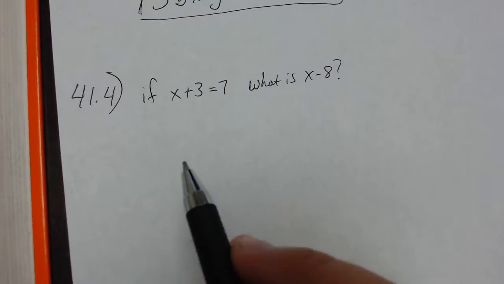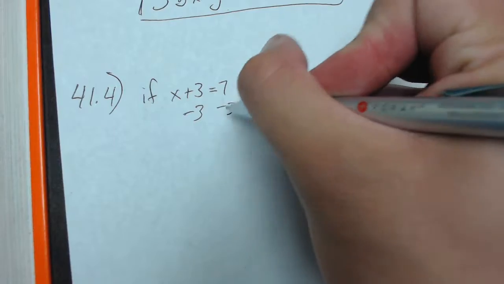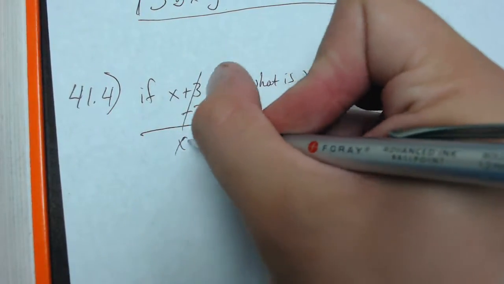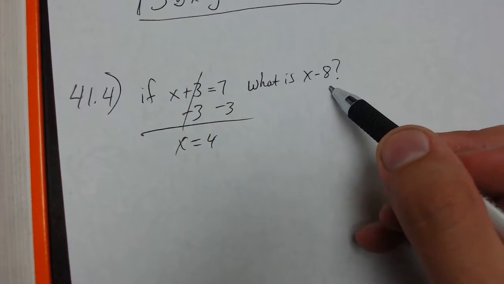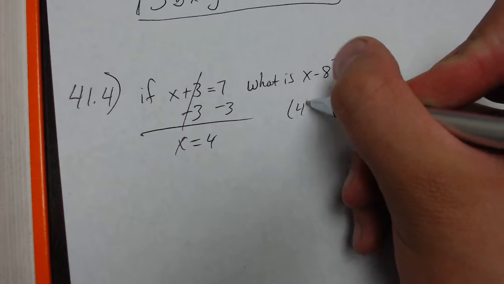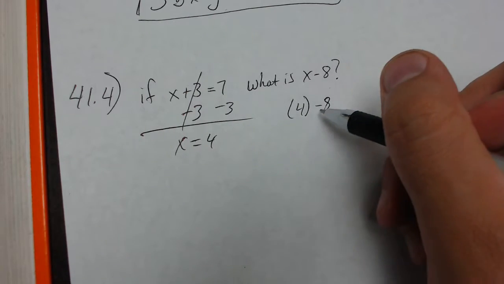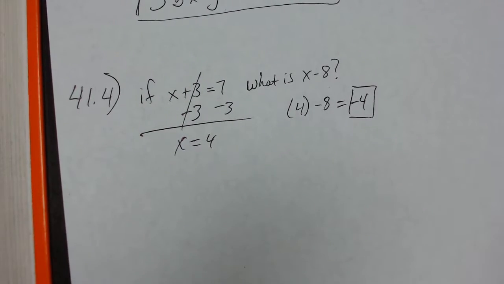Okay, so step 1, solve for the unknown. To solve for x, I'm going to move 3 to each side. That cancels, and then I find out x is equal to 4. Now that I know what x is equal to, I plug it in. So we're going to use our plug-in method. Instead of writing x, I'm going to write parentheses 4 minus 8. 4 plus negative 8 is going to equal negative 4. And that's my answer. So it's pretty quick.